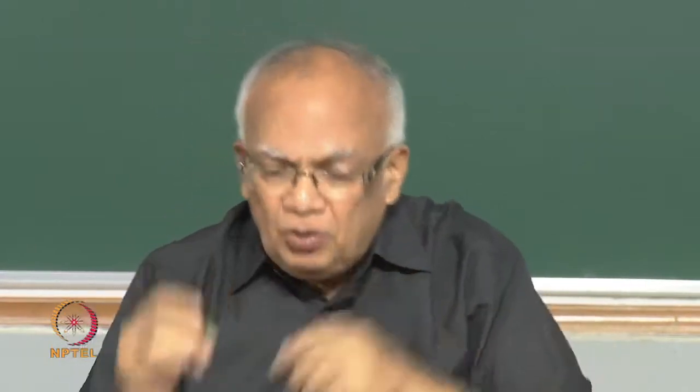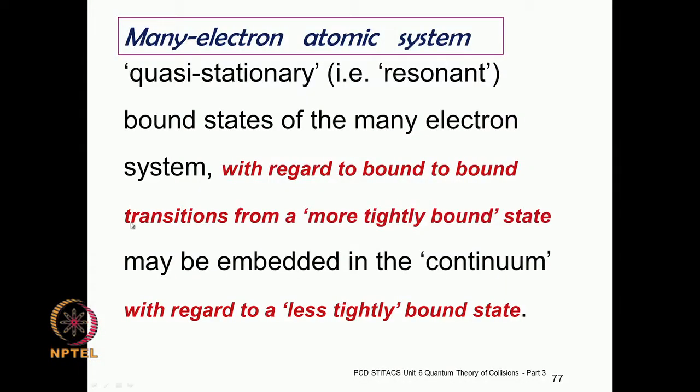So whenever you have such bound-to-bound transitions, from a more tightly bound state, but if this part of the discrete spectrum is embedded in the continuum of a less tightly bound electron, then you will have a resonance, because again you have two possibilities, and once again you can think about it in terms of the Young's double slit, that you will have interference between the two alternatives.